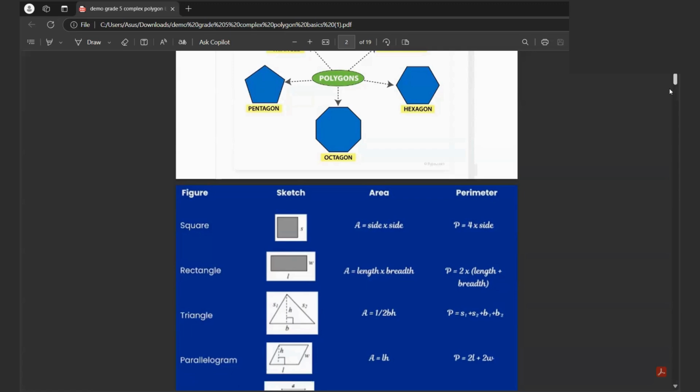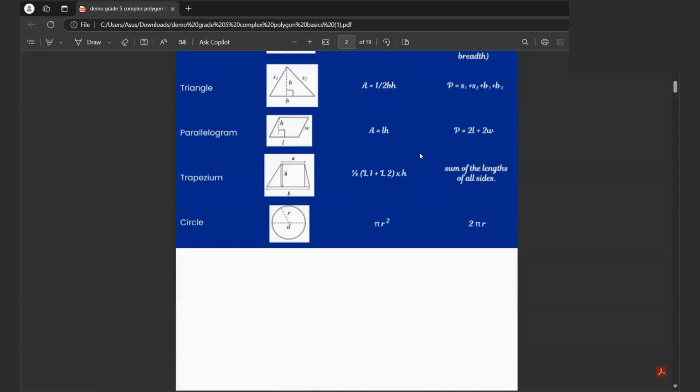Yeah. So for the trapezium, it's half the sum of the parallel sides multiplied by the height. Did you say the same thing? Here it is. L1 and L2. Okay. Yeah.